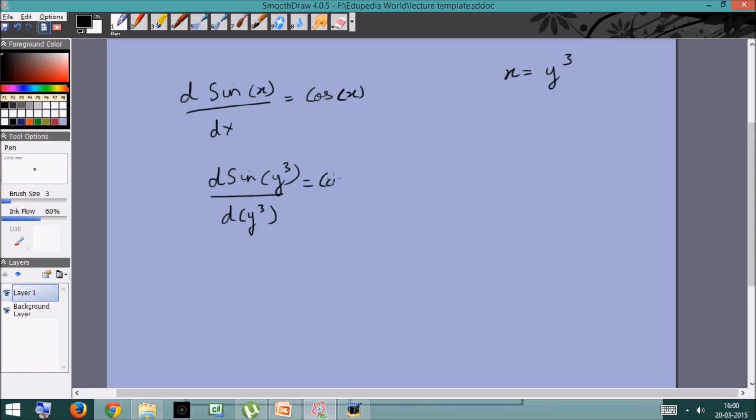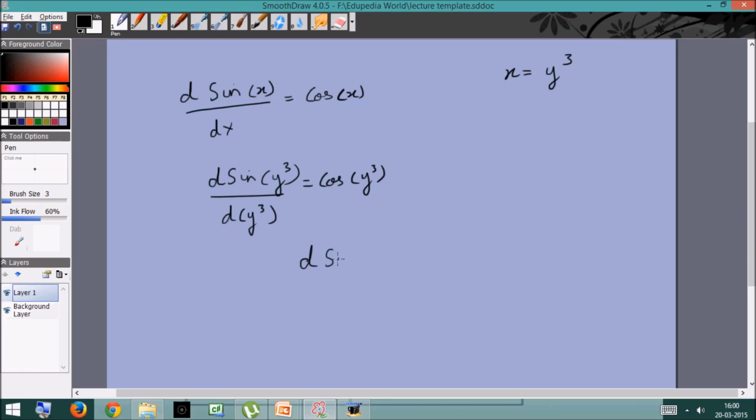This is the part in which students make a lot of errors sometimes. In a hurry, they'll take the derivative of sine of y cube as cos of y cube with respect to y, but that's not true. The derivative of sine of y cube is cos of y cube, but only if it's taken with respect to y cube. And in fact, this could be any complicated function.